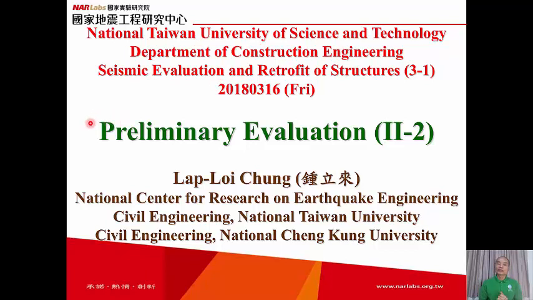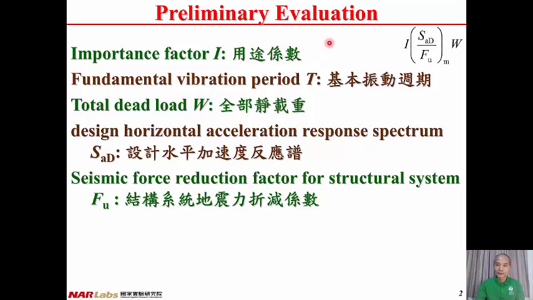This is the lecture on Preliminary Evaluation 2-2. In the previous lecture, we talked about seismic demand, but it has not been completed yet. Today, we will continue with seismic demand in this lecture. And this is the seismic demand of a building, equal to I times SAD divided by FU, multiplied by W.